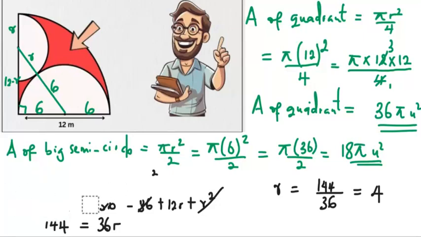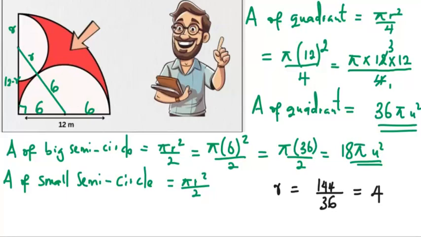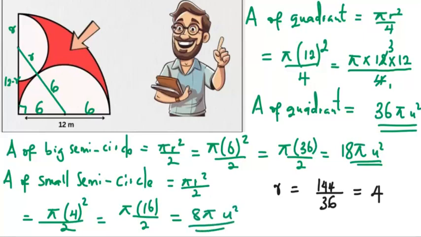So we're going to find its area now. Therefore, the area of the small semicircle is equal to pi r squared by 2. So that is going to be equal to pi times 4 squared by 2. So this gives us pi times 16 by 2, and that is giving us 8 pi square units. So since we have these areas, we are almost done.